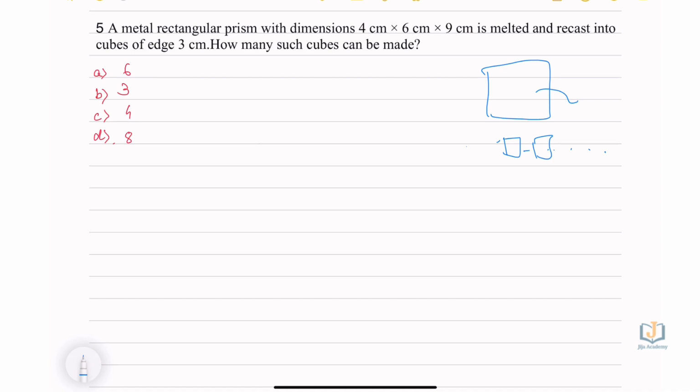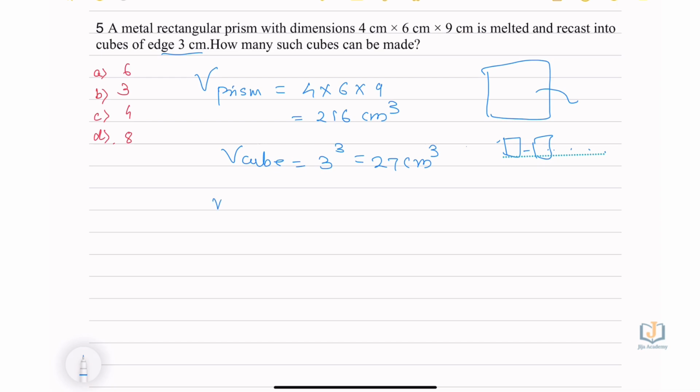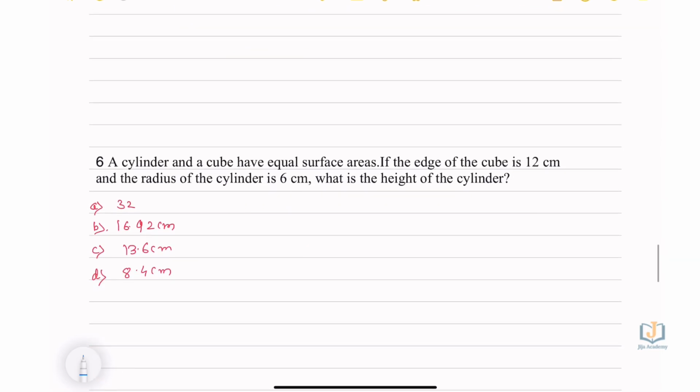So here the prism volume is equal to 4 into 6 into 9, which is equal to 216 cm³, and the cube volume is 3³, which is equal to 27 cm³. So the number of cubes is equal to 216 upon 27, which is equal to 8. So option D is the correct answer. Moving to the next problem.